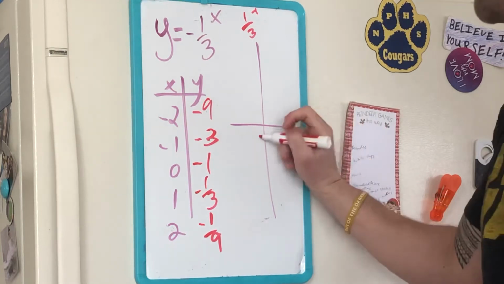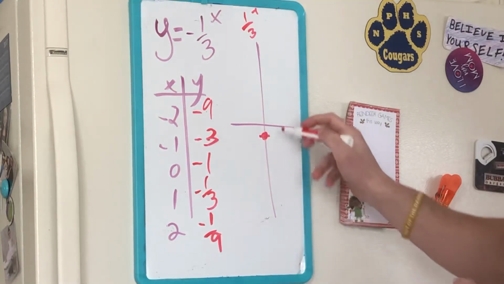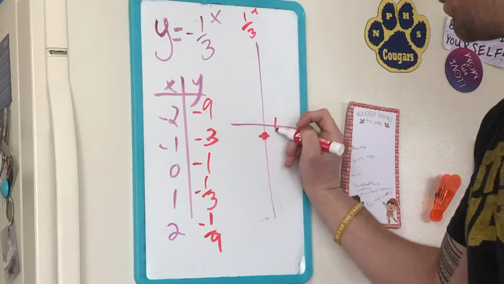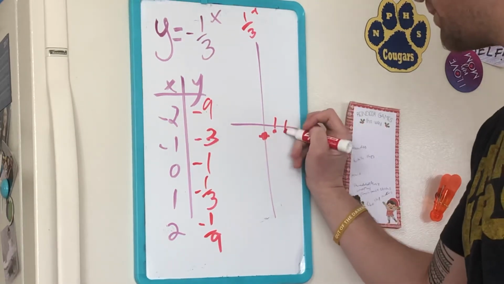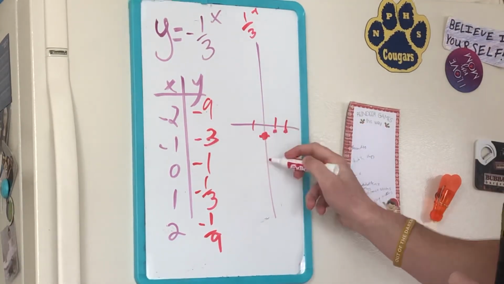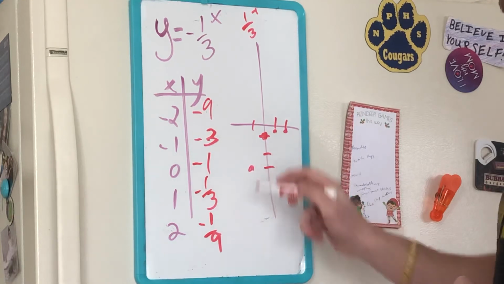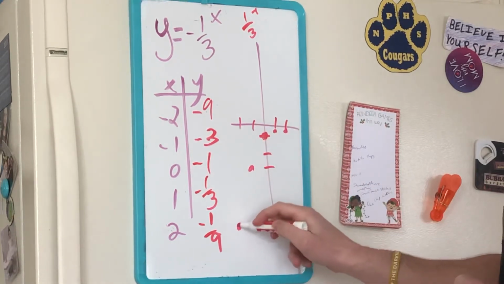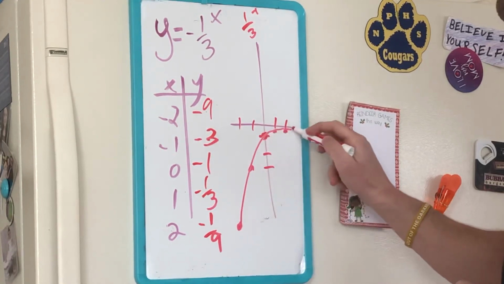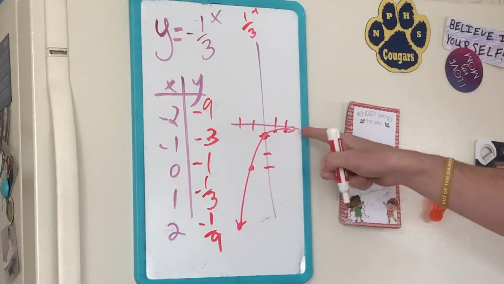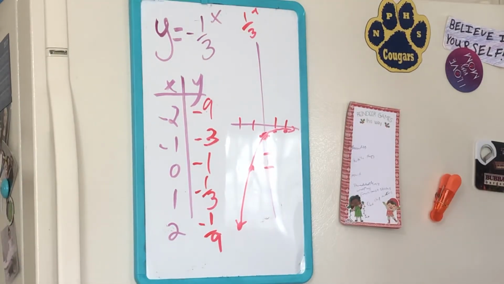So we graph it: (0, -1), (1, -1/3), (2, -1/9), (-1, -3), (-2, -9). So it's going to come up, and it's going to come real close to that x-axis, but not touch. Okay, that's again called an asymptote.